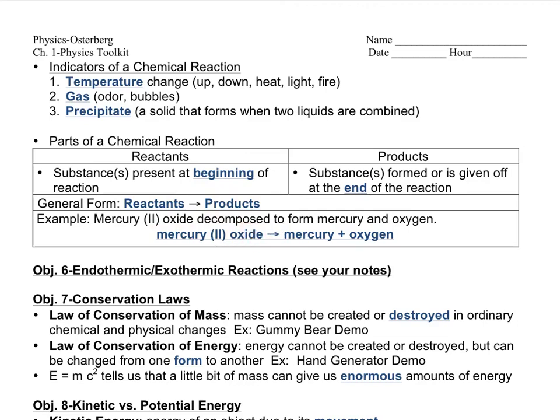Then you have your arrow. And what are the two products that form? Well, if you look at that, you have mercury and oxygen there at the end, it says. So you have your arrow, and then you write your products: mercury plus oxygen. So that's a simple form of an equation. We'll deal with those a lot more throughout this school. You'll really be able to use those in our labs and work with them.